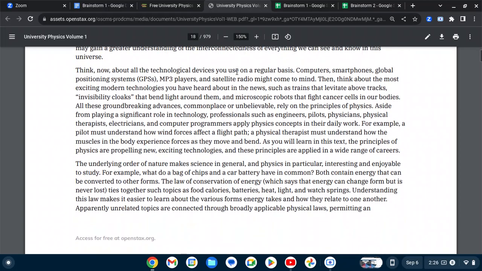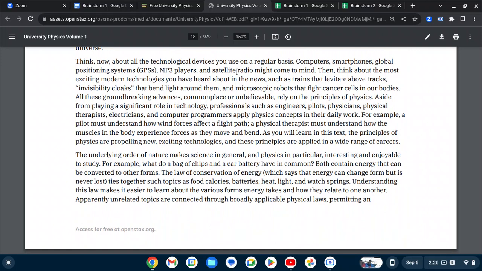Think now about all the technological devices you use on a regular basis. Computers, smartphones, global positioning systems, MP3 players, and satellite radio might come to mind. Then think about the most exciting modern technologies you have heard about in the news, such as trains that levitate above tracks, invisibility cloaks that bend light around them, and microscopic robots that fight cancer cells in our bodies. All these groundbreaking advances, commonplace or unbelievable, rely on the principles of physics. Aside from playing a significant role in technology, professionals such as engineers, pilots, physicians, physical therapists, electricians, and computer programmers apply physics concepts in their daily work.